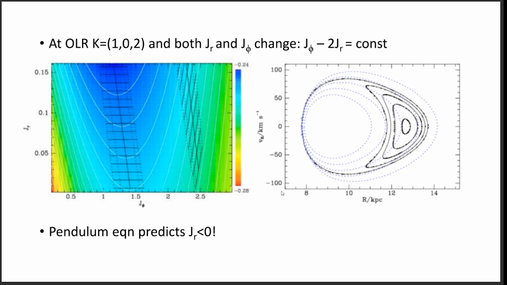What about the outer Lindblad resonance? This diagram is quite interesting. What's plotted horizontally is J phi, and vertically is J r. So eccentric orbits are at the top, small orbits are on the left, large orbits are on the right.